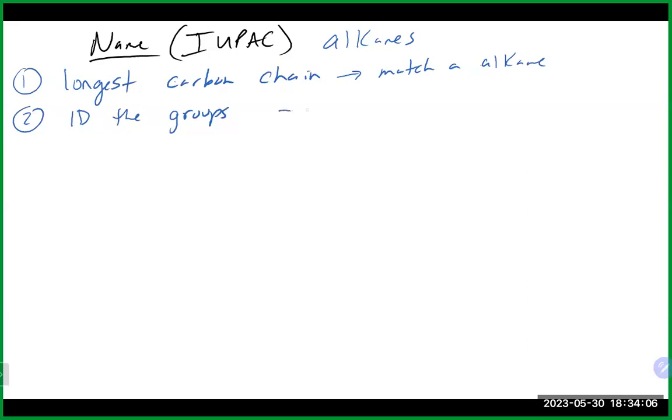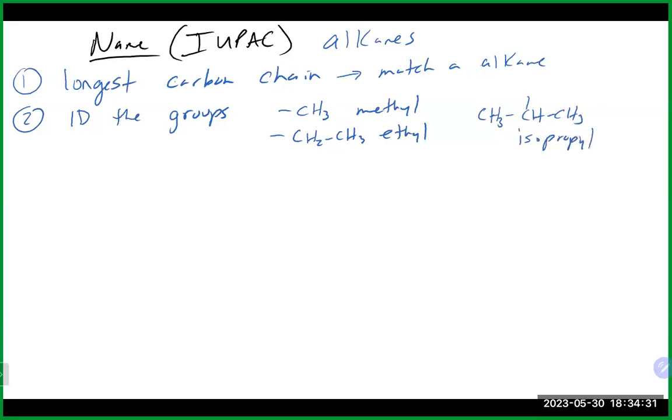So again, like CH3 would be a methyl group, a CH2CH3, which is 2 carbons, would be an ethyl group. We had some of those special ones like CH(CH3)2, which is isopropyl.